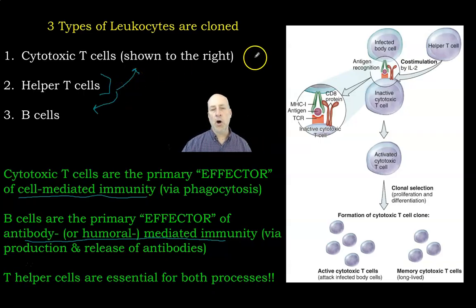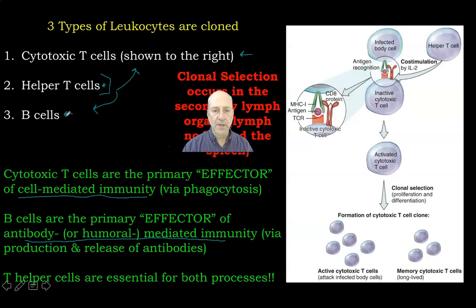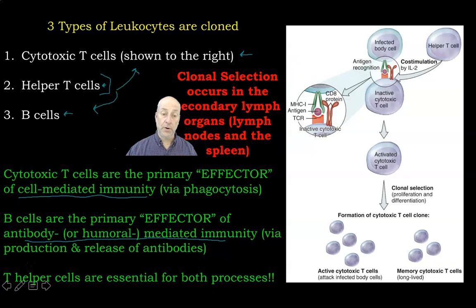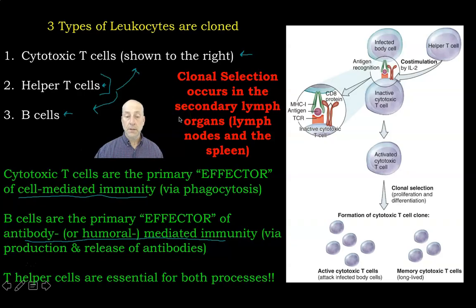You need to clone all 3 of these to really survive the next hour of your life or 8 hours of your life. You need to clone all 3 of the correct ones. So you're cloning them all. Okay? Really important to keep that in mind. And this clonal selection is going to occur in the secondary lymph organs, the lymph nodes and the spleen, because that's where the APCs are, for the most part.